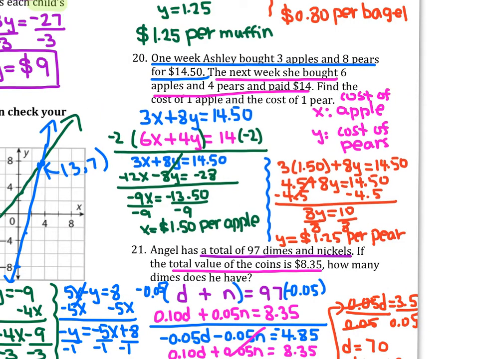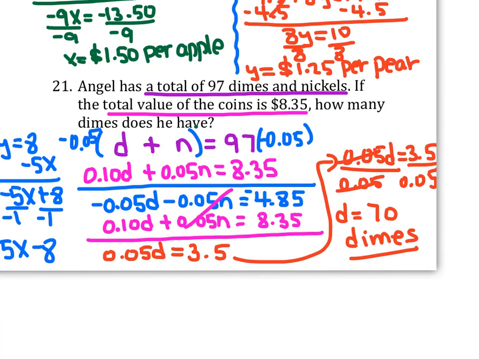Number 20 is very similar to the problems we've been doing, so I'm going to skip that. Number 21 is slightly different. So Angel has a total of 97 dimes and nickels. Now that's when you're counting your coins. So that's going to be our first equation. So I have dimes and I have nickels, and I'm adding them together. They're just coins, and I find out that I have 97 coins. So I pour out a jar of coins and I'm counting them, separating them. That's all I'm doing there.